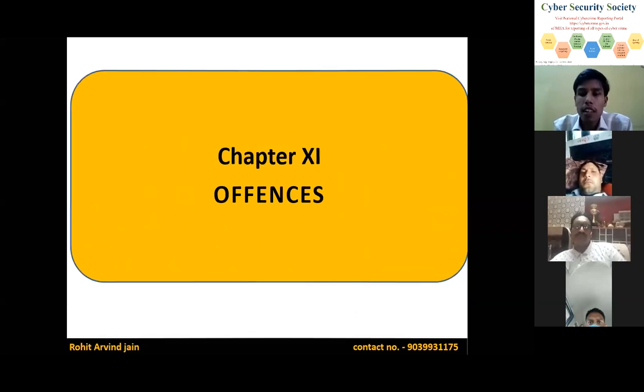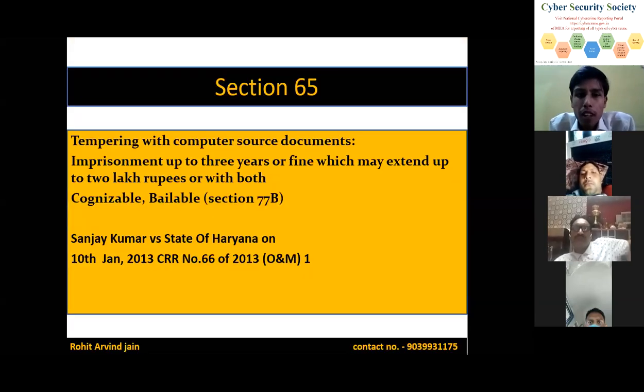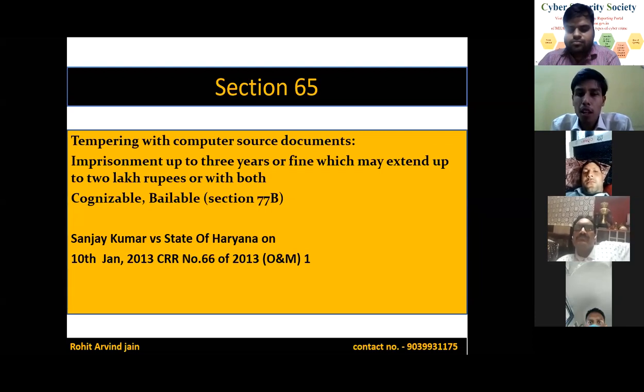offences under the IT Act. So the first offence under the IT Act is section 65, tampering with computer source code documents. As we all know, the computer source code document is the most important document of any computer or any device. If someone tampers with this document or with the computer source code data, then imprisonment up to 3 years and a fine which may extend up to 2 lakhs is punishable to that person.